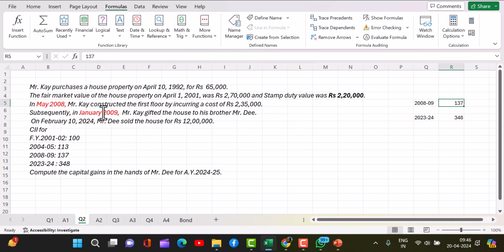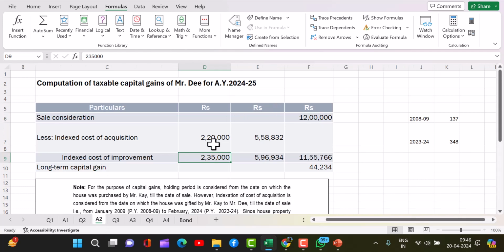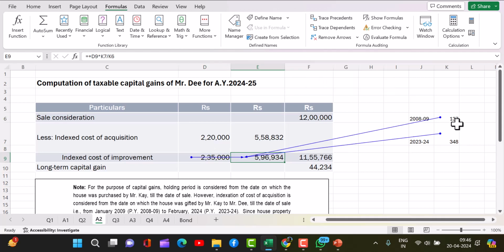It was gifted in January 2009, the same financial year. So the financial year remains the same for the purpose of counting for the first floor, as well as the whole house, which was gifted to him in the same financial year. That's where we have used the indexation cost of acquisition here. Then for the index cost of improvement here also, we have applied 2008, 2009, and 2023, 24.